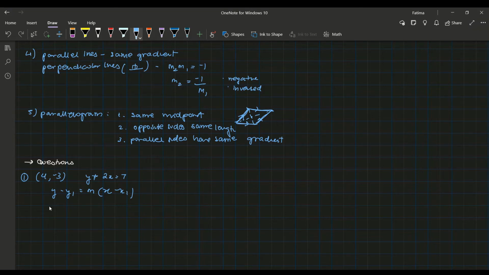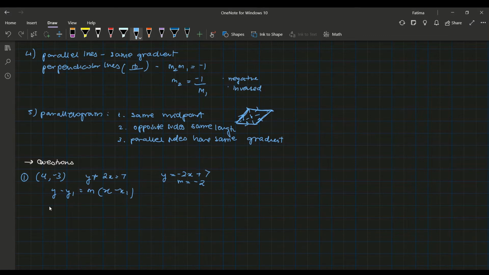It's not +2 because y is not the subject of the formula. First, we have to make y the subject of the formula. When we do, we get minus 2x plus 7. So the gradient for this equation is -2. Because it's parallel, the gradient will also be -2 for the next equation.